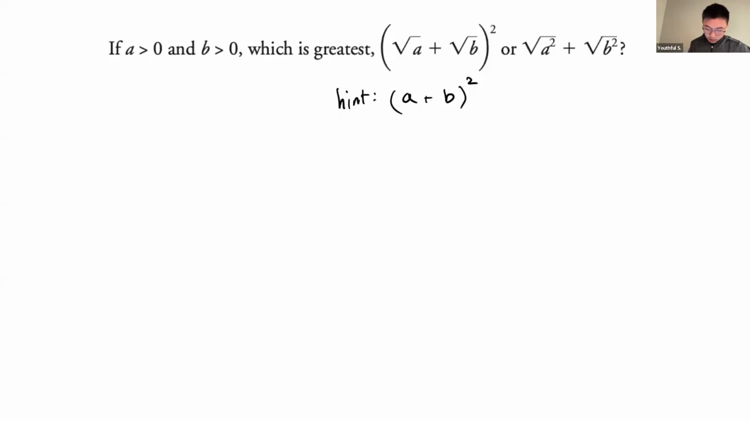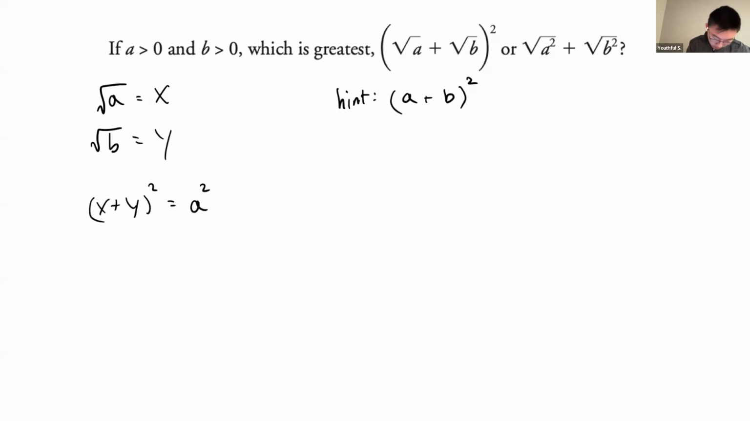So if you have root a plus root b squared, let's say root a is equal to x, root b is equal to y. So what we have here then would be x plus y squared, which you might remember to be x squared plus 2xy plus y squared, right? So this is a really common form. You can also multiply it out, but it's just faster if you know the form.